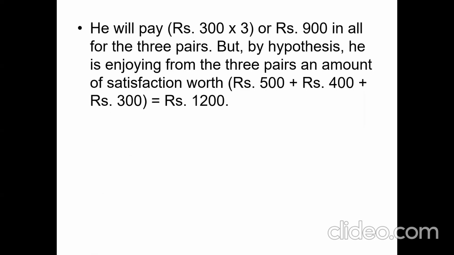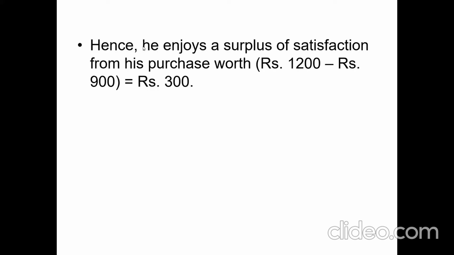Okay, so now he will pay 300 into 3 pairs, that is 900 in all for the 3 pairs. But by hypothesis, he is enjoying from the 3 pairs an amount of satisfaction 500 plus 400 plus 300, it is 1200. Right? He's enjoying a satisfaction of 1200, but what is he actually paying? He is actually paying rupees 900 only. That means what? That means he enjoys a surplus of 1200 minus 900, that is 300.